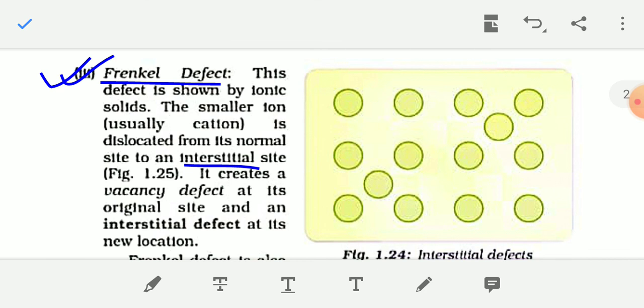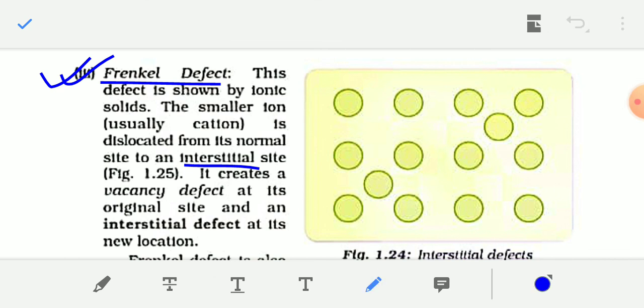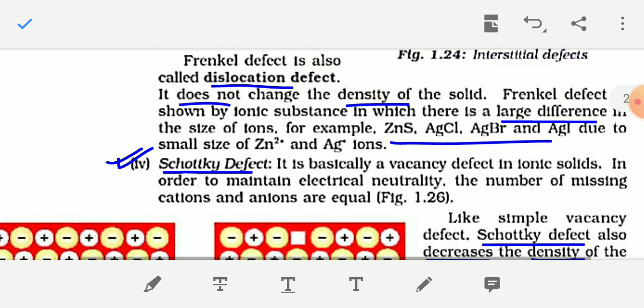So first, Frankel defect. This defect is shown by ionic solids. In Frankel defect, the smaller ion, generally the cation, since cations are generally smaller than anions, is dislocated from its normal site to an interstitial site, and it creates a vacancy defect at its original site and an interstitial defect at its new location.